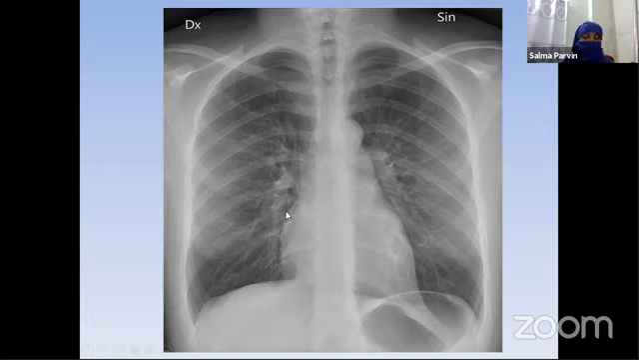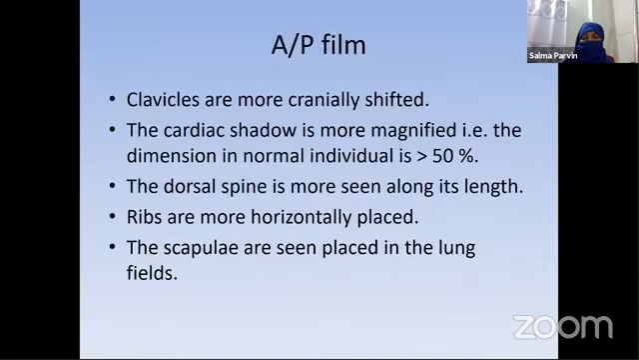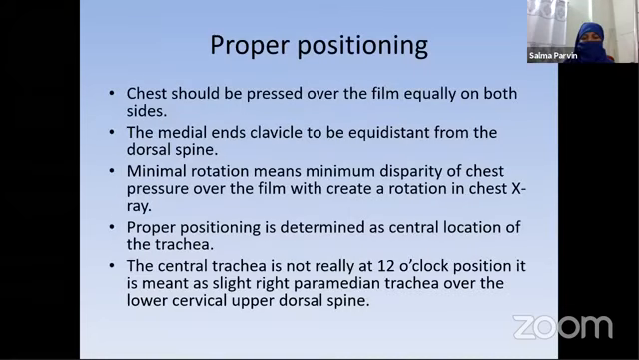Has it got any value? Why should I go for that? And why should I need to make you understand? Because of this positioning, minimal rotation means minimum disparity of the chest pressure over the film, which would create a rotation in the chest X-ray. Proper positioning is determined as central location of the trachea.